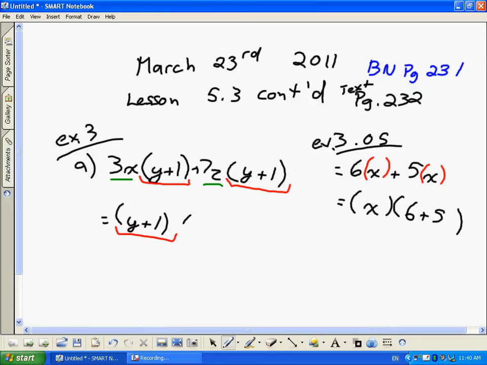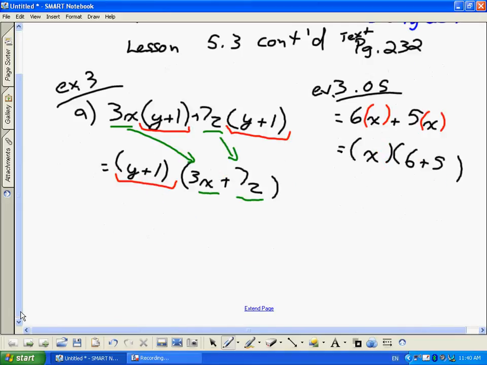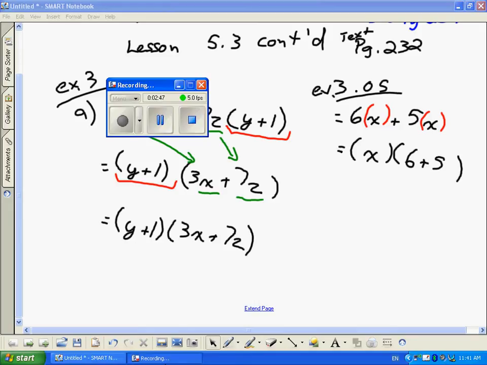Now normally what we do is we draw another bracket, and whatever is left, we put into that bracket. So in this case, there's a 3x, and there's a positive 7z. So our final answer here is y plus 1, times 3x plus 7z. Those are our common factors.